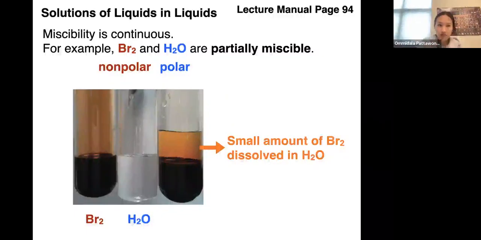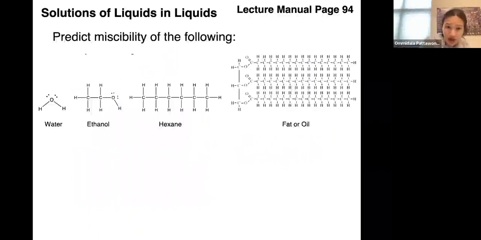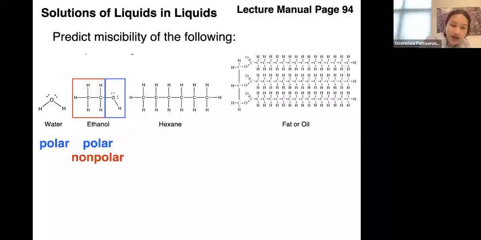Okay, so because miscibility is continuous, the continuous miscibility can be used in extraction. Now let's take a look at these four molecules. We have water, ethanol, hexane, and oil. Okay, so we are going to look at their polarity first so that way we can predict miscibility. So we have water, polar. Ethanol has two parts: we have the OH group that is going to be polar, and we have the hydrocarbon group that is going to be non-polar. For hexane, the molecule contains only hydrocarbon, so hexane would be non-polar.